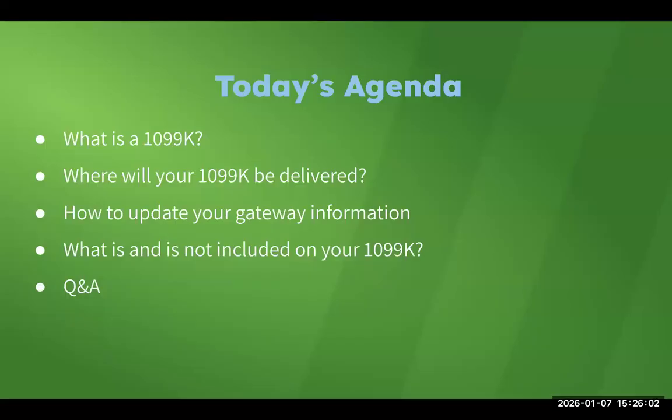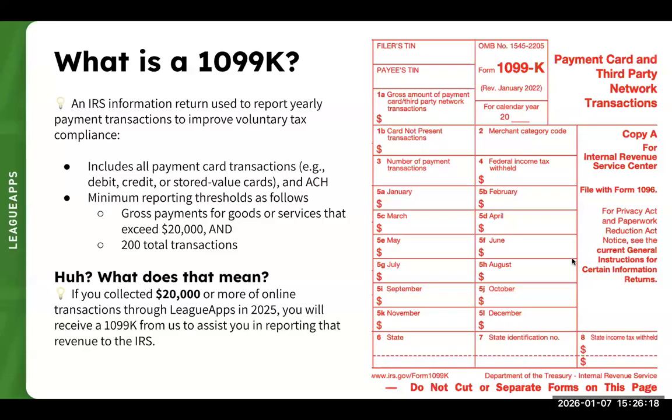So we're going to go through a few different topics today. The first is what is a 1099-K form? The second is where will it be delivered? The third is how to update your gateway information ahead of that. And fourth is what is and what's not included on the form. And then we'll do Q&A.